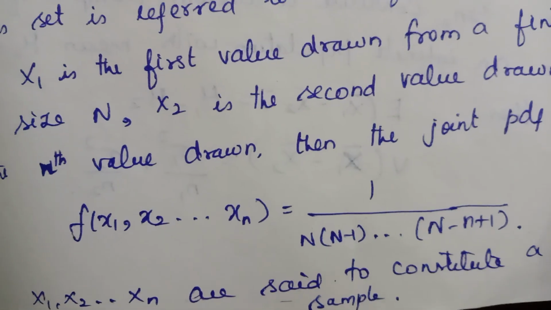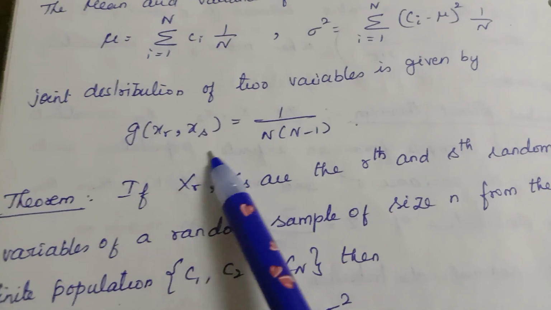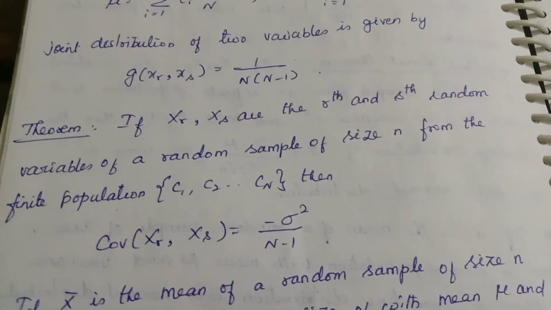Previously we have seen the joint distribution for n variables, isn't it? 1 by n into (n minus 1), etc., up to (n minus n plus 1). So here, only for two variables, xr xs is equal to 1 by n into (n minus 1), right?